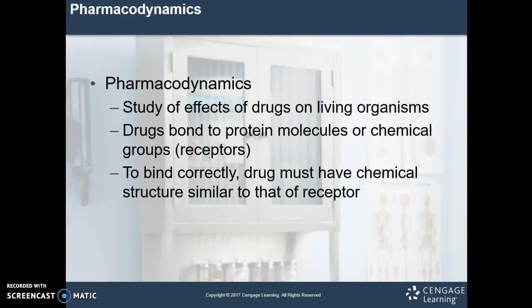So to bind correctly, the drug must have a chemical structure similar to that of a receptor. And sometimes when they're making drugs, if they know the structure of the chemical that normally binds to the receptor, they try to model the drug to look just like that.